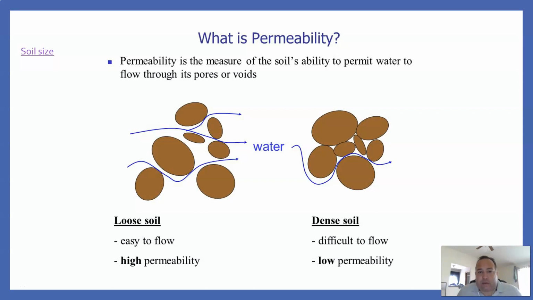On this slide, our "what is permeability" slide, you see on the left there's this soil size. You can click on that and watch a little video to help with this idea of permeability. The big idea is that permeability is the measure of the soil's ability to permit water to flow through its pores or voids, the spaces in between the soil particles. When you have loose soil, you have high permeability. If you have dense soil, or soil that sticks well together like clay does, you get low permeability.